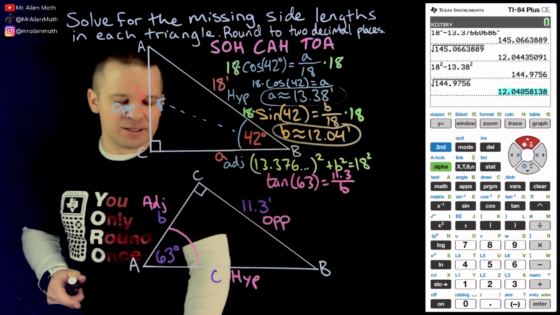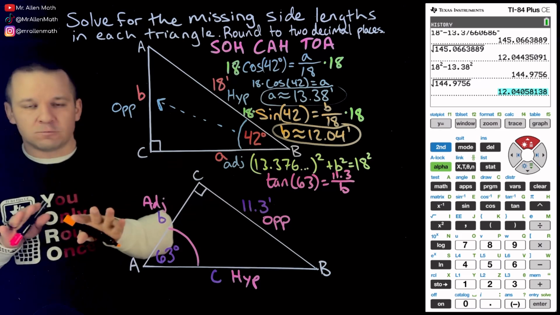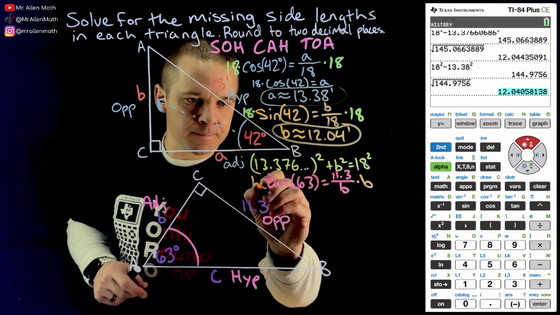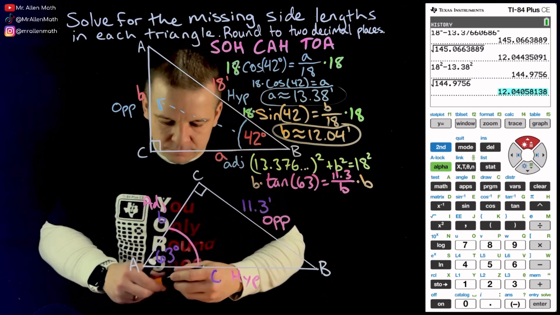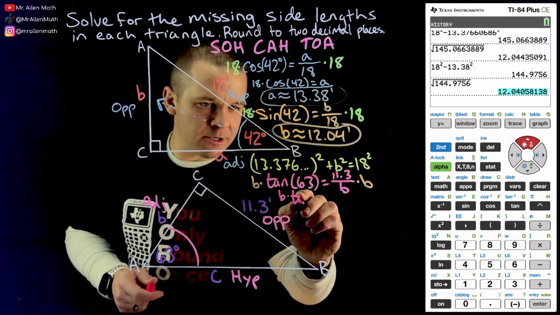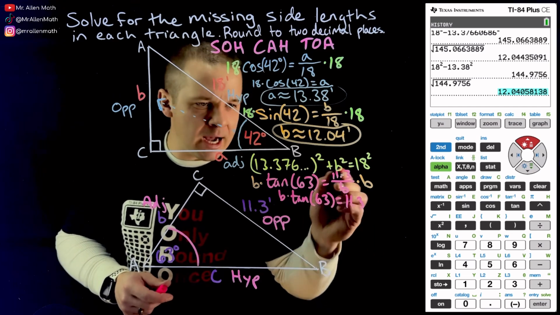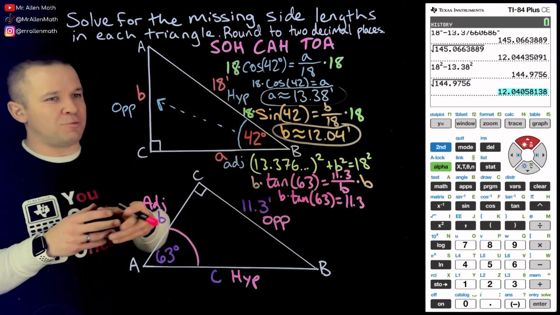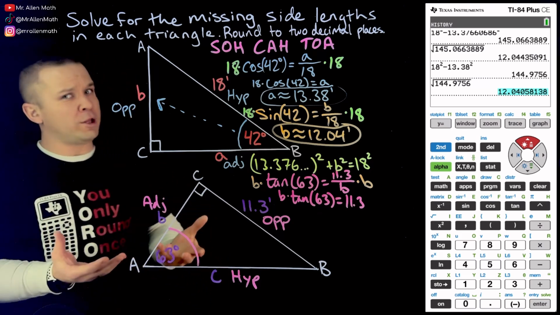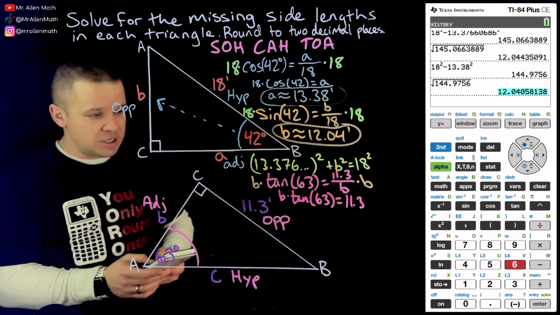That's kind of unfortunate because the algebra is going to be a little bit trickier, but no fear. We're good. We got this. I'm going to multiply both sides by B, and the B's cancel over here, and I'm left with B times the tangent of 63 equals 11.3. Now, it's kind of hard to understand when you're first doing trig. Sine, cosine, tangent seems so foreign, like what the heck is this, dude? But tangent of 63, that's just a number, okay?